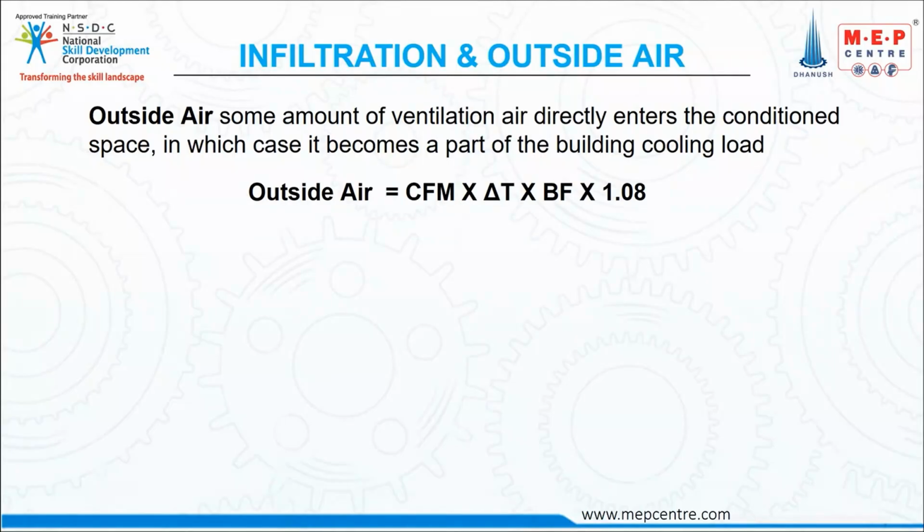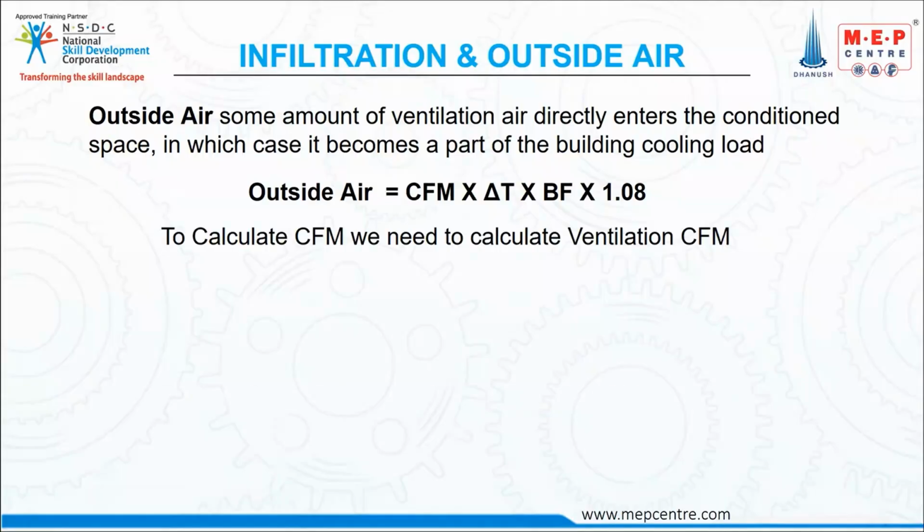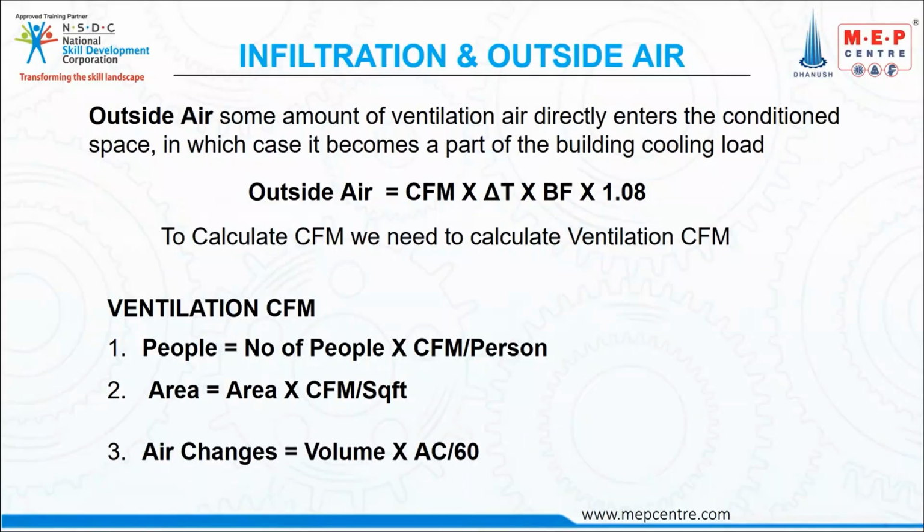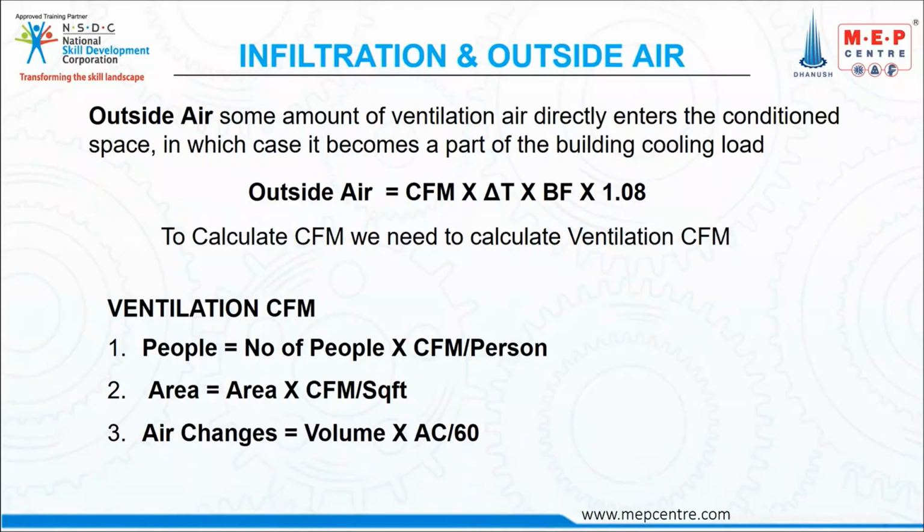I'll talk about bypass factor later, at the end. Why? Because contact factor also comes along with the bypass factor, so I will explain both then. So to calculate the CFM, we need to calculate ventilation CFM. How much fresh air we have to give, that fresh air calculation is this basically. For ventilation CFM we consider 3 factors. One is people: number of people into CFM per person. Area into CFM per square feet. And air changes equals volume into air changes divided by 60.